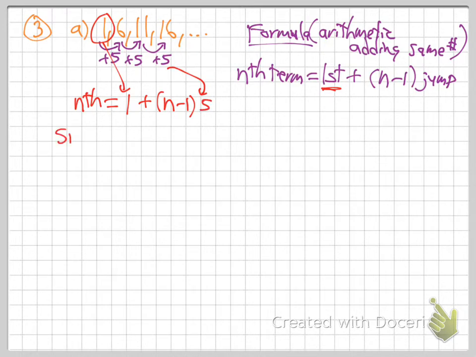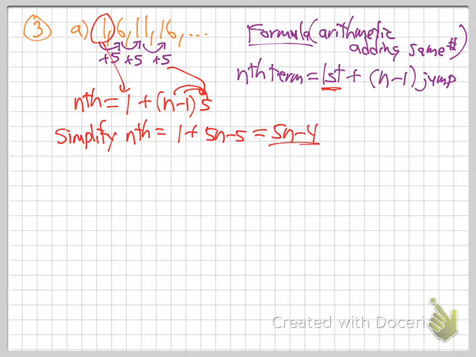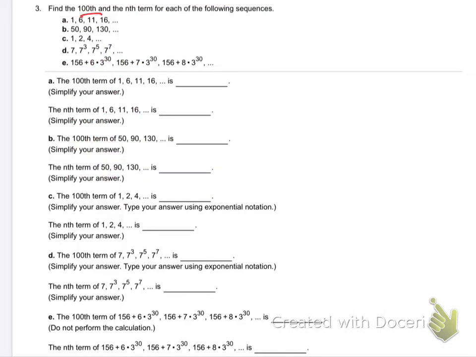So then you simplify that formula. The nth term is 1 plus you distribute that 5: 5n minus 5, which is 5n minus 4, right? Because 1 and minus 5 together make the minus 4 at the back. So there's the nth term formula, 5n minus 4. And then they ask us for the 100th term as well.